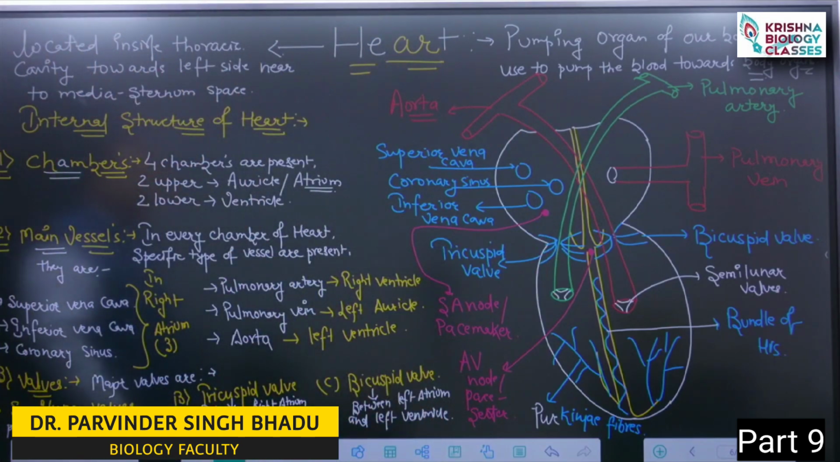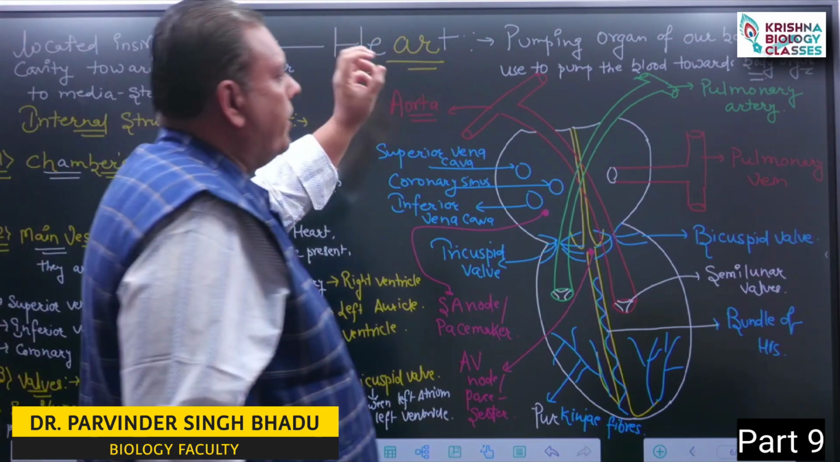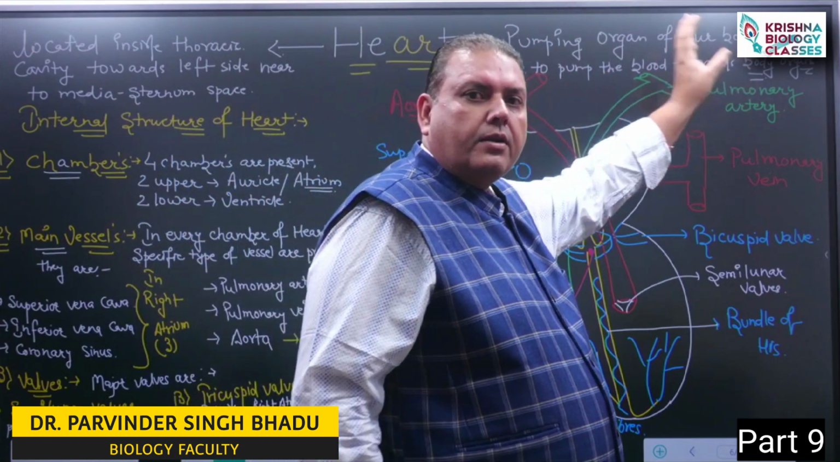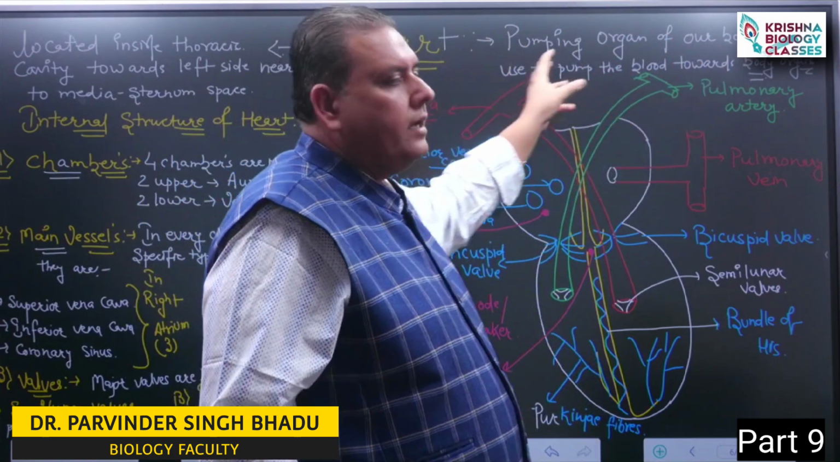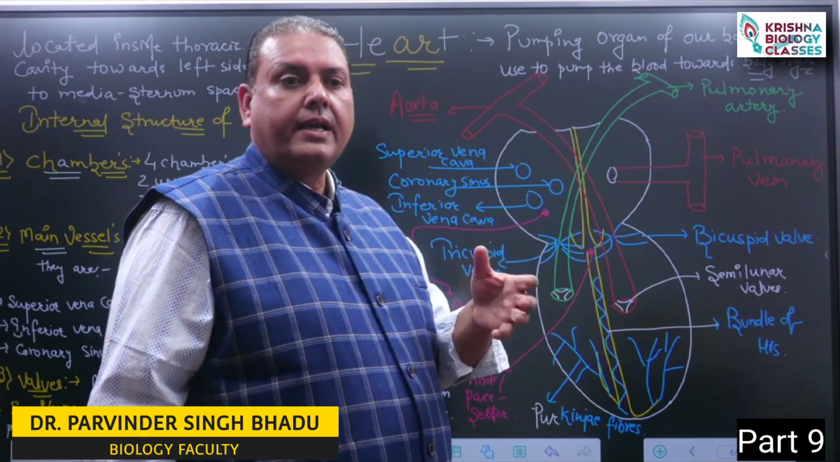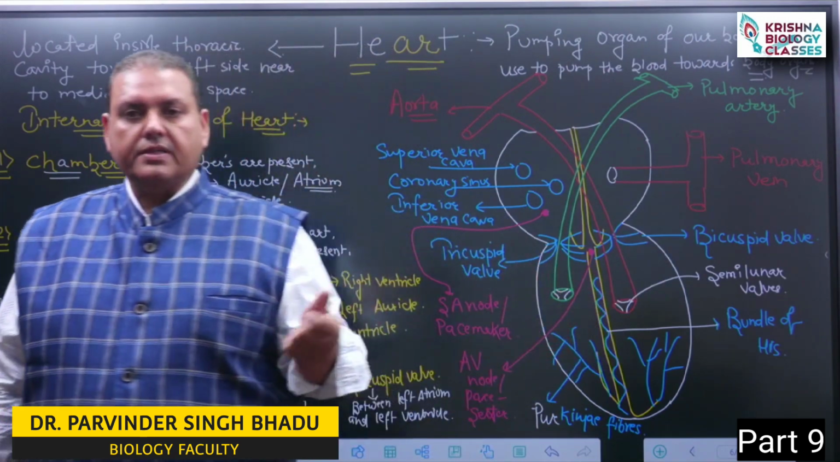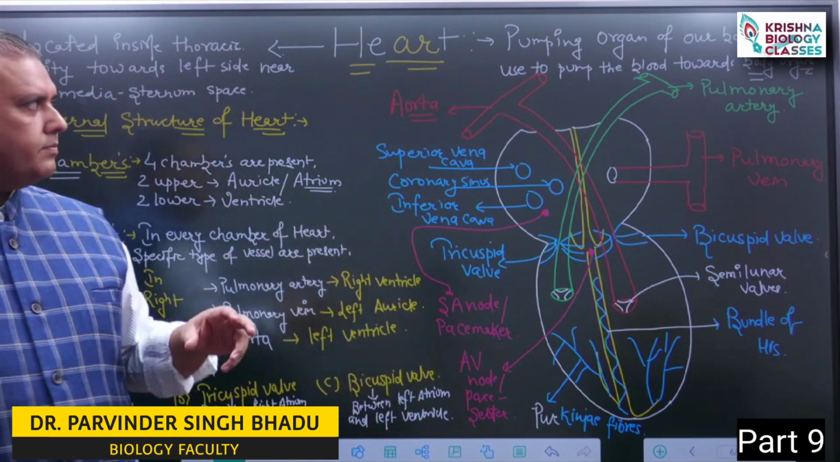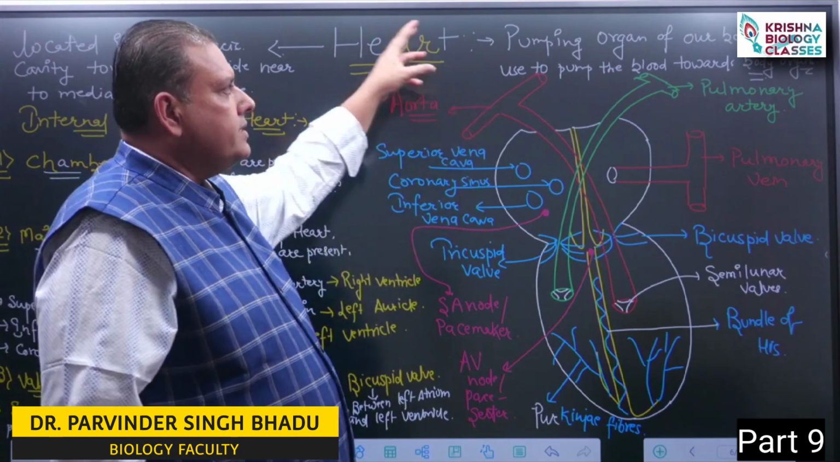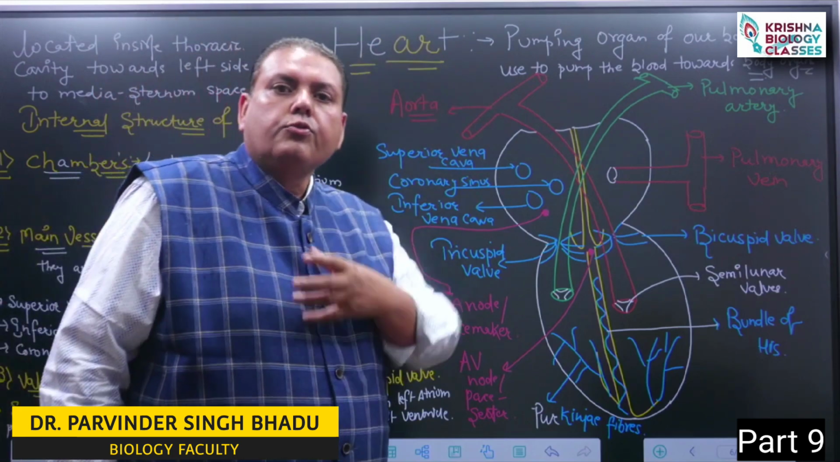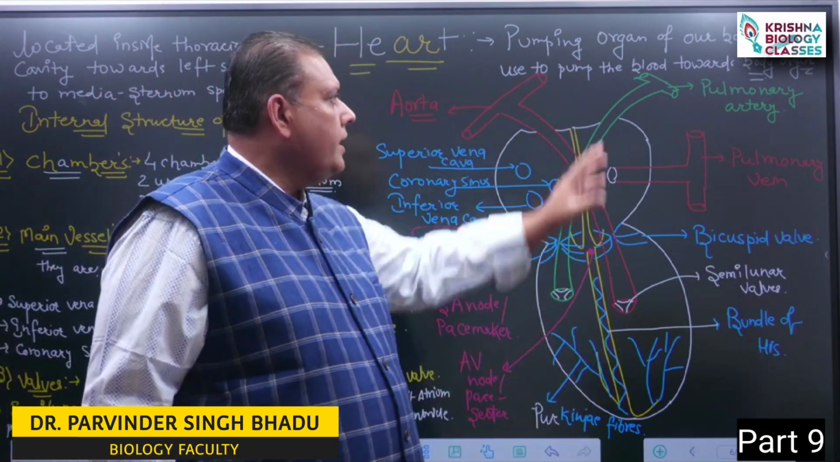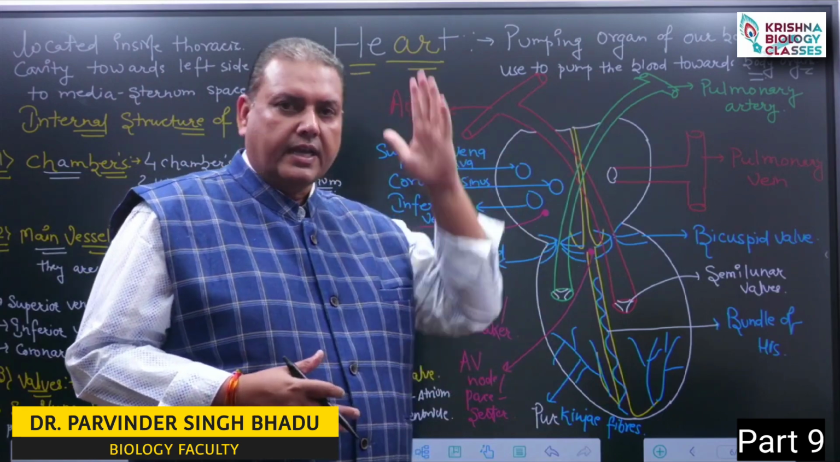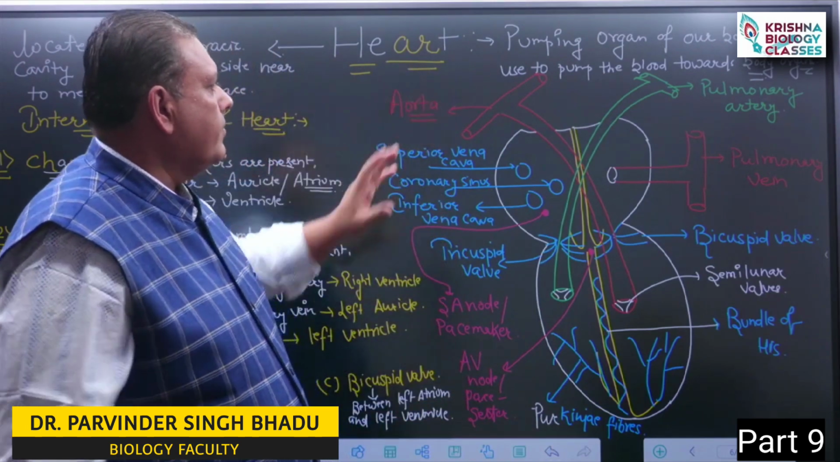How to define it? To define the heart, we say that it is the pumping organ of our body, which pumps the blood towards body organs. It is like a motor present in our houses which pumps the water towards the various parts of our house. Likewise, this pumping organ pumps the blood towards the various body organs, no matter whether it is intestine, brain, kidney or other body organs.